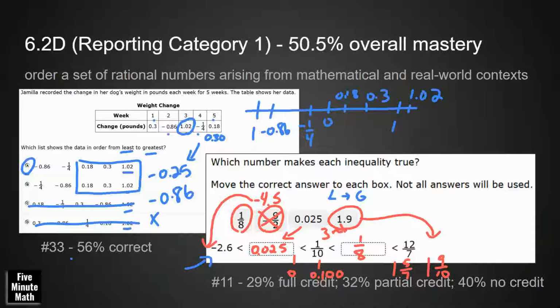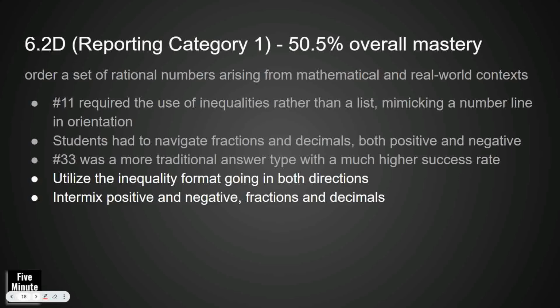Only 29% of our students got full credit, 32% partial, 40% no credit. And on the partial credit, we don't know which one they got correct, which one they got incorrect. So that number 11, use this inequality notation. It does mimic a number line, but it might have messed some students up. They need to know that if they're going like this, right, that's least to greatest. If you don't know this, then you're just guessing. So we've got to expose them to that so that they know that it's least to greatest.